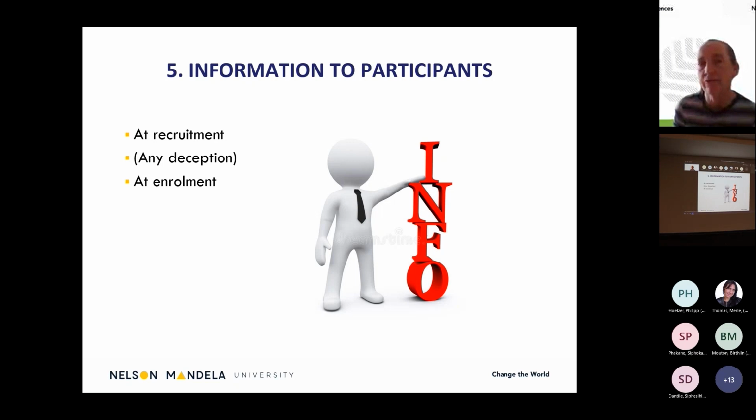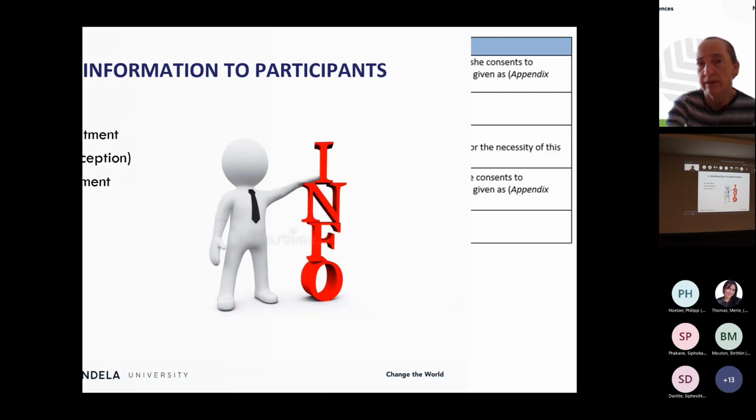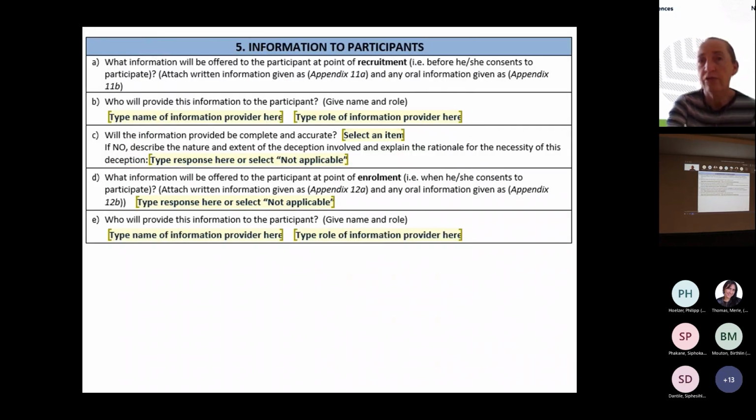Okay, so let us look at information to participants. It deals essentially with 2 topics, and then there's a little question that slipped in the middle between recruitment and enrollment. Recruitment is the stage where you first try to recruit people to participate in the study. Enrollment is when they actually are part of the study. So now they are going to do the study with you as a participant. So this is how the ethics form looks for these 5 questions.